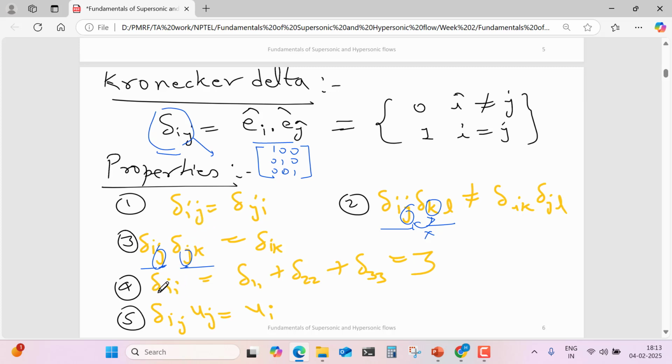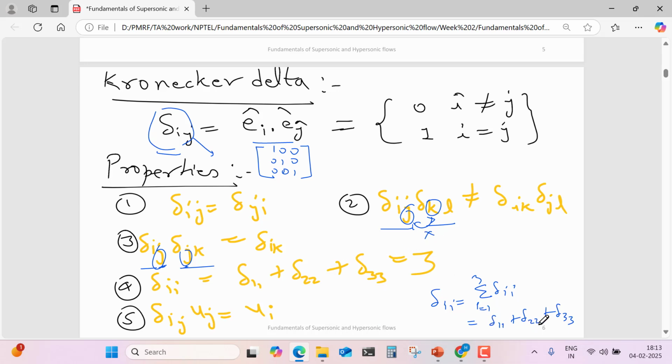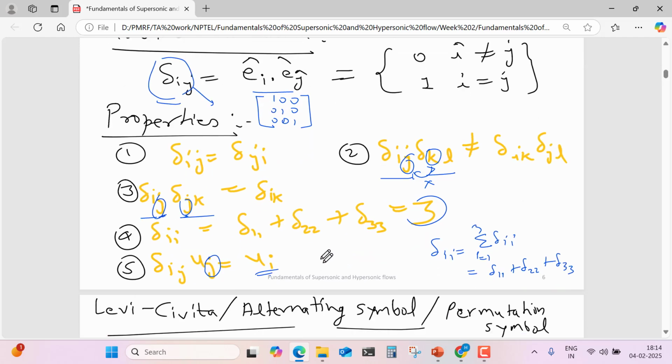If both indices are the same, del ii, then as mentioned before, it will be a summation. Del ii will be the summation from i equal to 1 to 3, so it will become del 11 plus del 22 plus del 33. And del 11, del 22, del 33 are all 1, so it will become 3. If del ij is multiplied by some vector uj, then the index of this uj will change to ui. You can prove all these properties also.